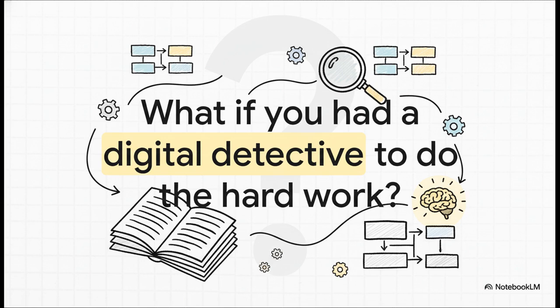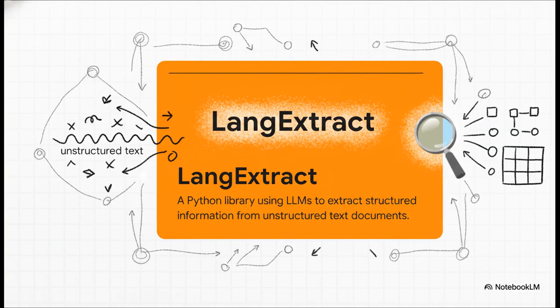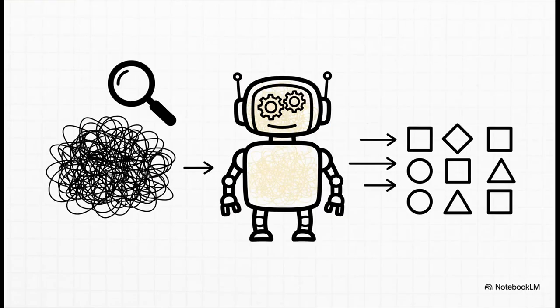Well, that's where we get to the solution. So let's meet our digital detective. It's called LangExtract. At its core, it's a Python library that uses the power of large language models. You know, the super smart AI like Google's Gemini, to automatically read any text and pull out structured data based on your instructions. So, a really good way to think about it is like having a super-powered research assistant.